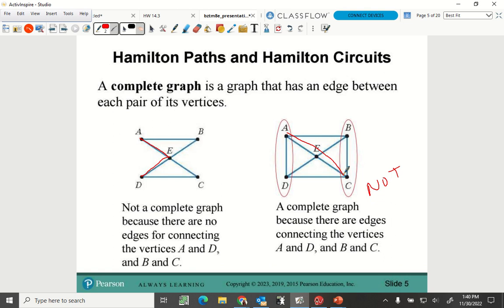And the same thing goes for over here for BD. There's also that one that's missing. So this one is not complete because of that.